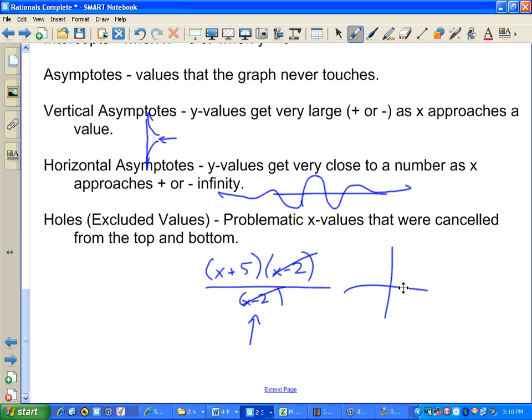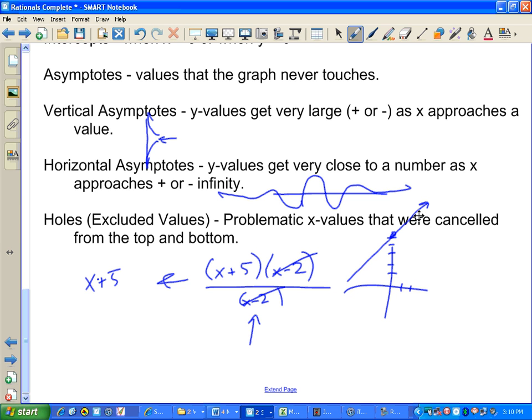So if I were to graph this, when I got to 2, this graph is actually going to follow, because after I cross them off, I get just x plus 5. So I'd have just a linear function here. Okay, I'd have this function.